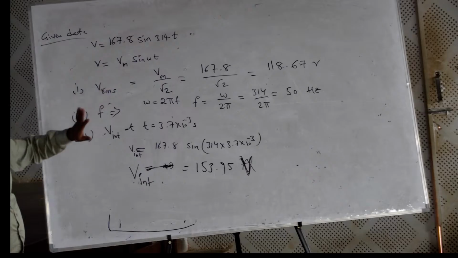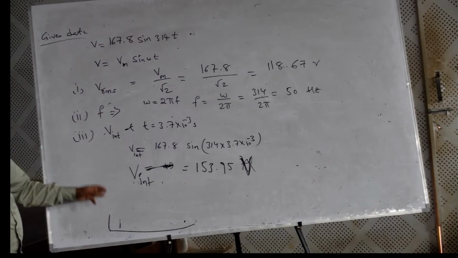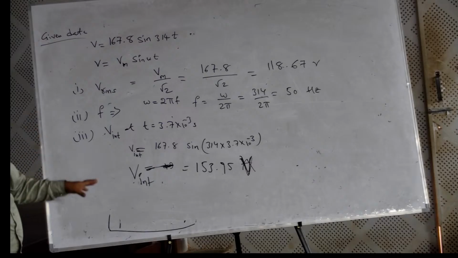VRMS is Vm by root 2. Average value is 2 Vm by pi. Form factor is irrespective of the maximum value. Form factor is always 1.1. Okay, always 1.1. Form factor is equal to 1.1.